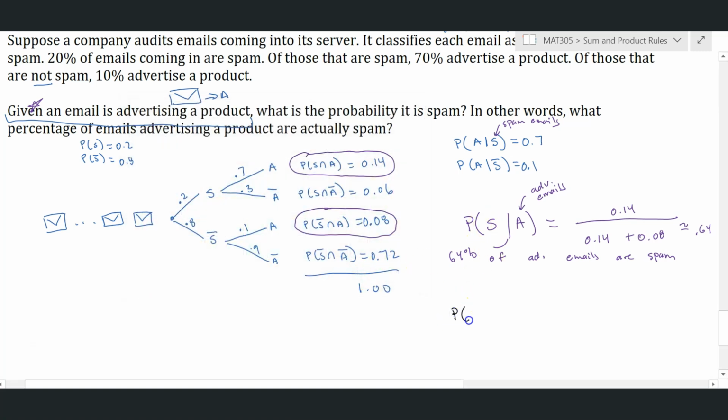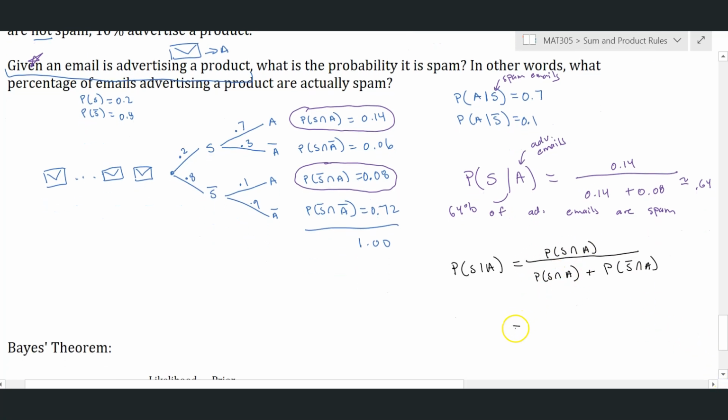It's the probability of S given A. Okay, the 0.14, what is that? Well, that's the probability of both spam and advertisement. Divided by the 0.14. The 0.14 is the probability that an email is both spam and advertising something, plus the probability that it's not spam and advertising. So in other words, these are all the emails that are advertising something, regardless of whether or not they are spam.